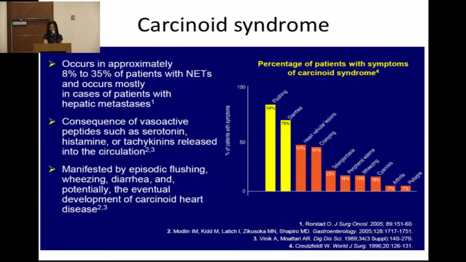So just a slide about the carcinoid syndrome. It occurs in 8 to 30% of patients with NETs, again, mostly in patients with liver metastases. It's a consequence of serotonin and other vasoactive peptides. And this histogram shows all the different symptoms of carcinoid syndrome. Flushing is the most common, 94%, followed by diarrhea and also heart issues at 50%.